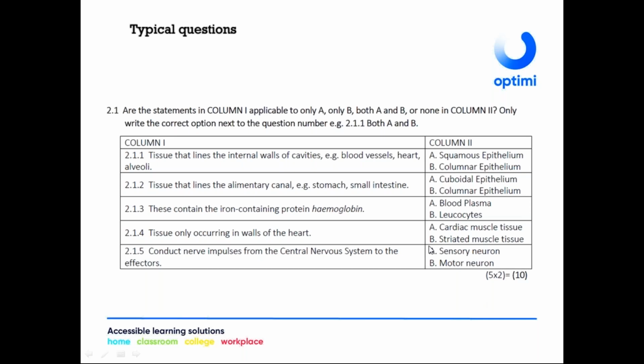For now, this is just a brief introduction into the tissue, but you'll be looking into the nervous system in grade 12.